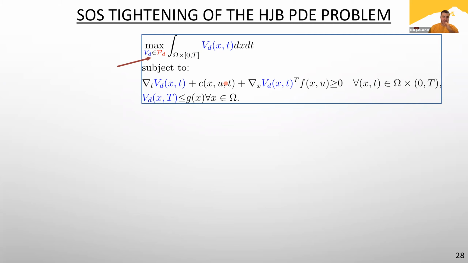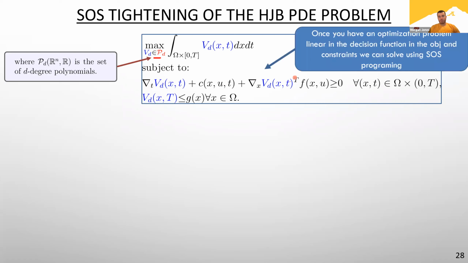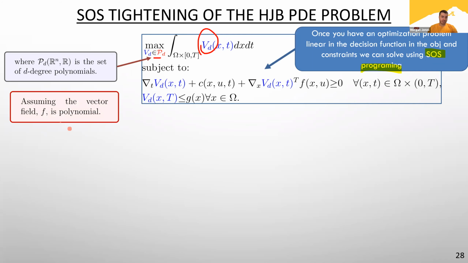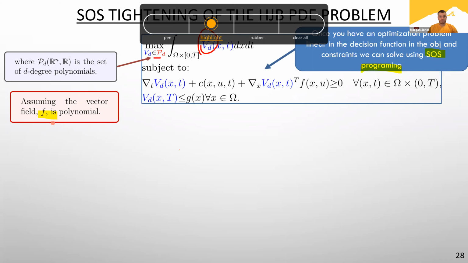Once we get to this optimization problem, we'll assume that the solution is polynomial, which we denote as mathcal D. And once you get to this stage where you have a polynomial decision variable, an objective function and constraints that are all linear in the decision variable, you can use a technique called SOS programming to solve the problem. And well, you also further need that the vector field F is polynomial.